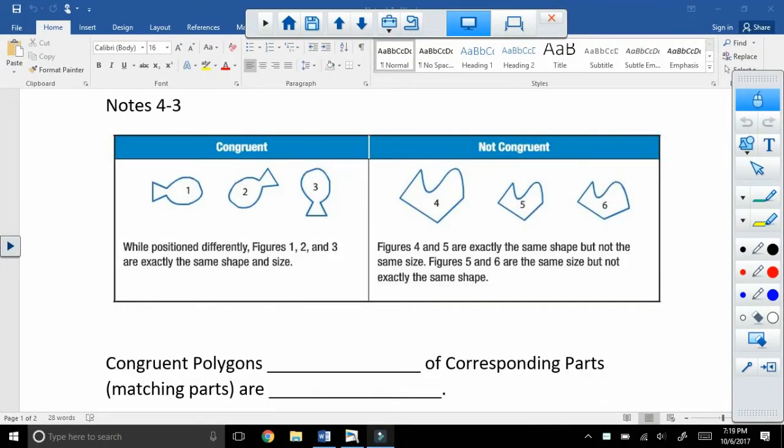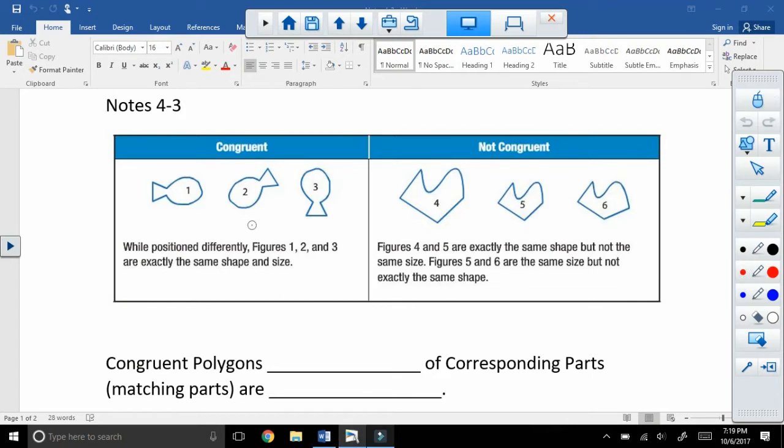Hi class, here we go with section 4-3. We are going to start to look at congruent polygons and more specifically congruent triangles in this lesson, and this will take us through most of the rest of the chapter. So let's go ahead and dive right in.